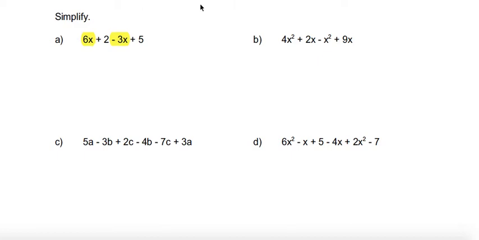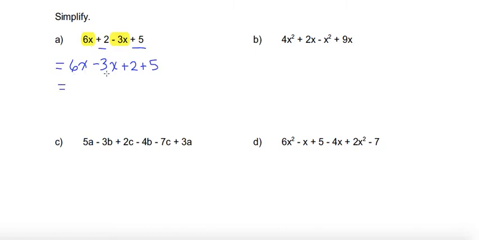The next set of like terms I have is a positive 2 and a positive 5. So my constants are also like terms. So now I'm going to rewrite this so that my like terms are directly beside each other. So I'm going to start with my 6x, take away 3x, then my plus 2, plus 5. So now that I've grouped them beside each other, then it sometimes is easier to simplify it.